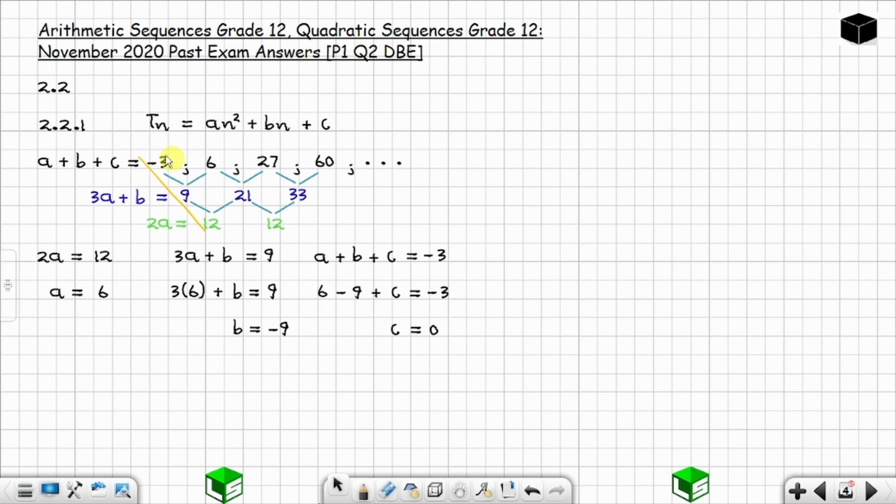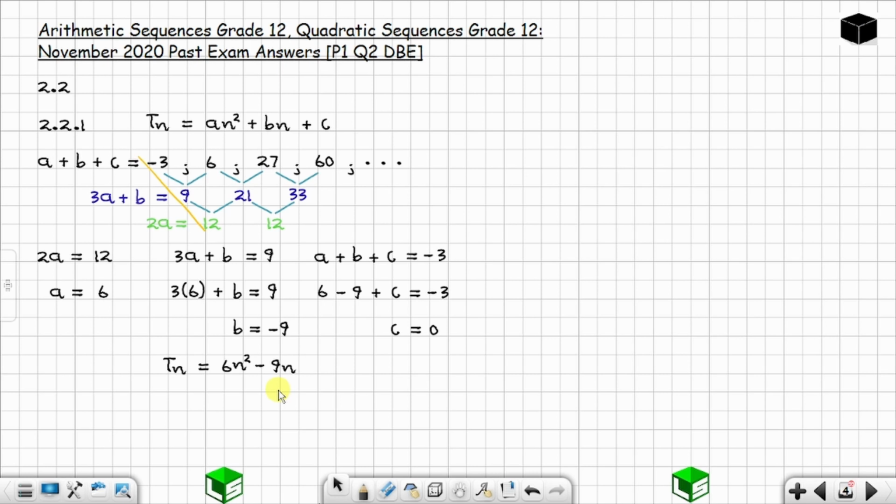Now let's get the general term in this form. Tn is equal to an squared plus bn plus c. What is a? A is 6, so you have 6n squared. What is b? B is negative 9, so you have negative 9n. What is c? C is 0. So this is the general term in this form, and you are done.